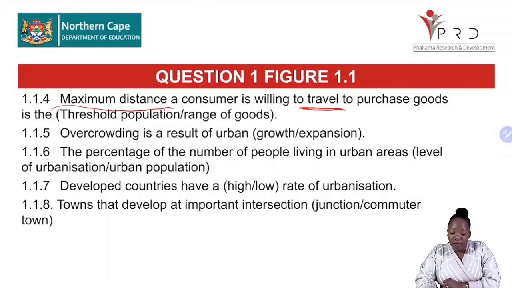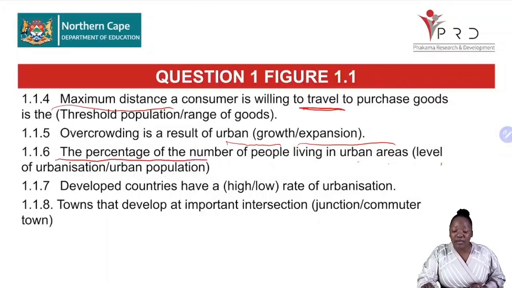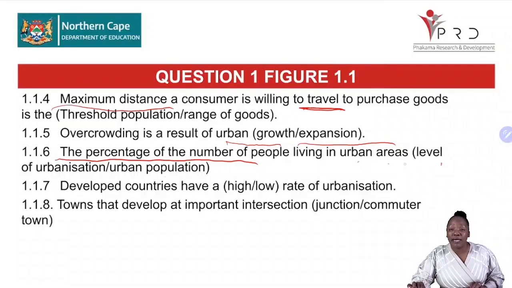Then question number 5, the overcrowding is a result of an urban, is it urban growth or urban expansion? Then number 6, the percentage of the number of people living in the urban areas, is that a level of urbanization or the urban population? So we are looking at the percentage of the number of people which are living in the urban areas.